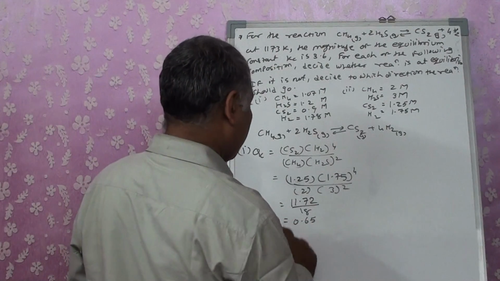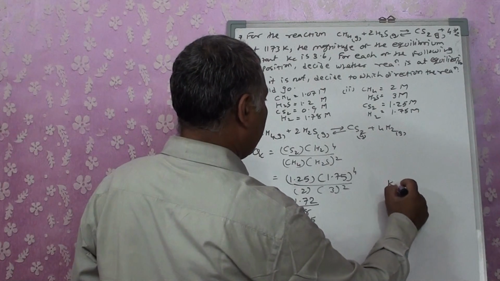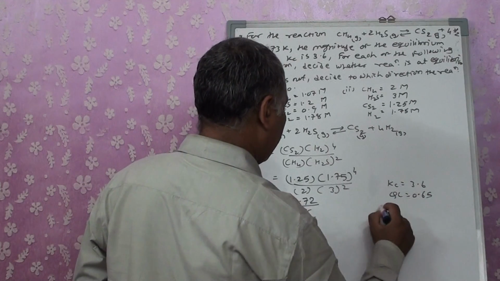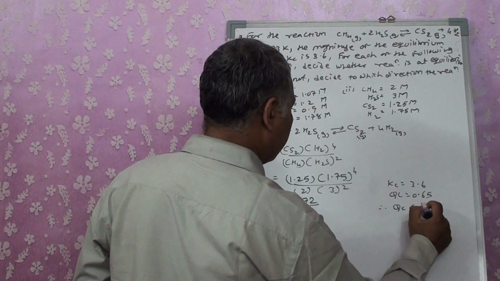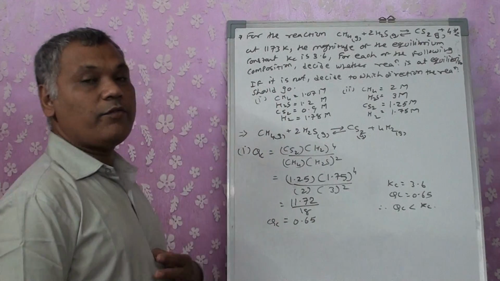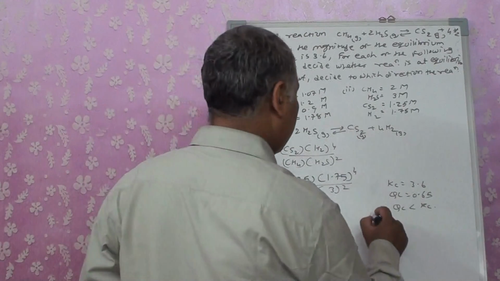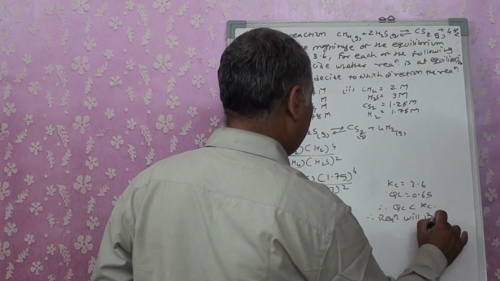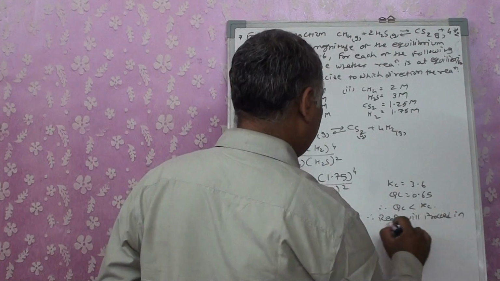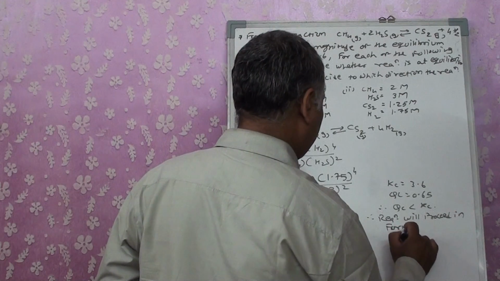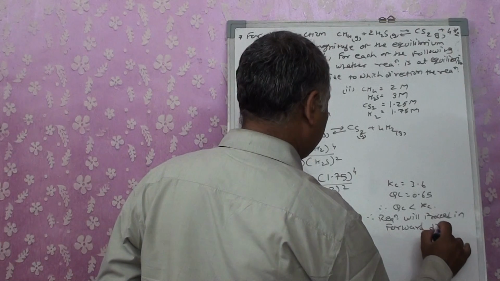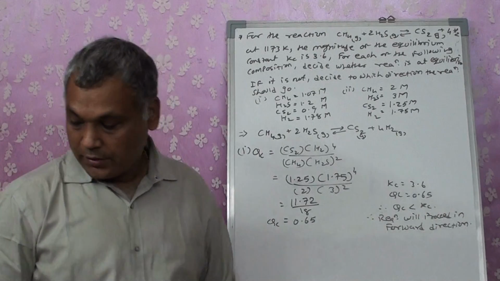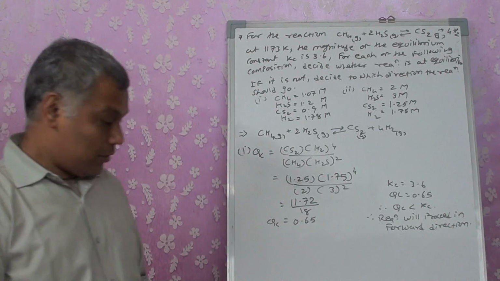So what does this show? Here it indicates that again Kc was 3.6, Qc is 0.65. Therefore Qc is much less than Kc. This time we got Qc less than Kc. Therefore the reaction will proceed in the forward direction, right?